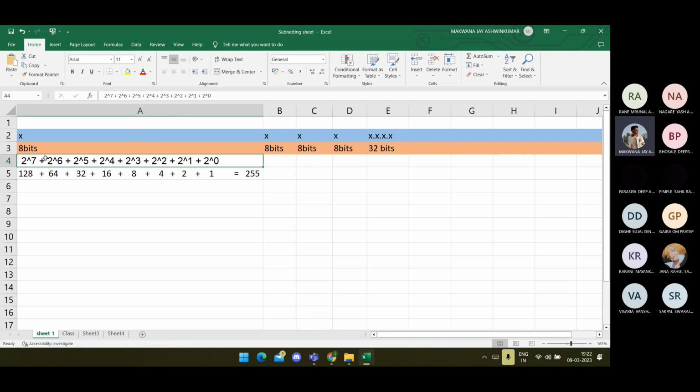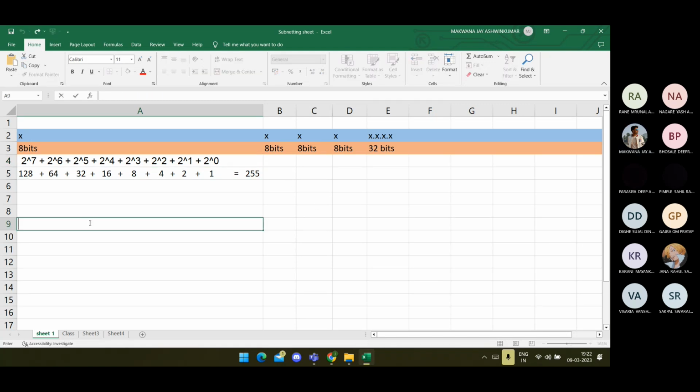In 8 bits, the sequence is broken down like this: 2 raised to 0, 2 raised to 1, 2 raised to 2, till 2 raised to 7, that is 8 bits. And if we add all of this, it is 255. So one octet can be written as 0 to 255. This is how an IP address is written.